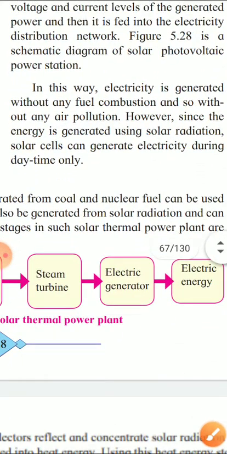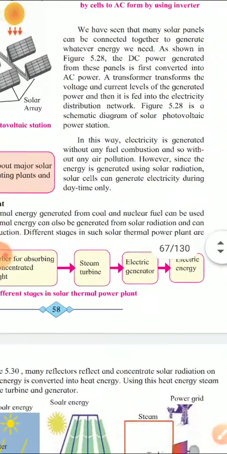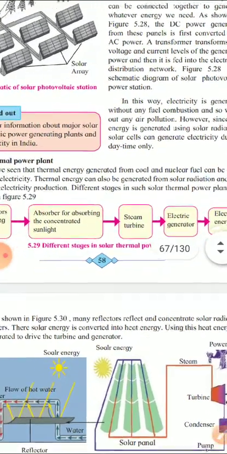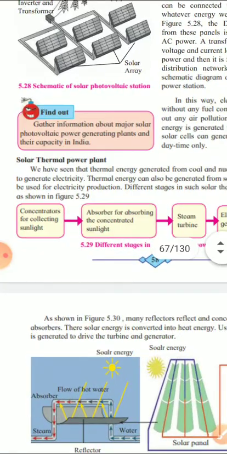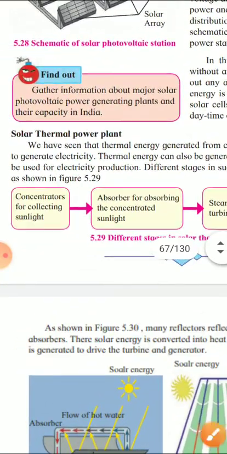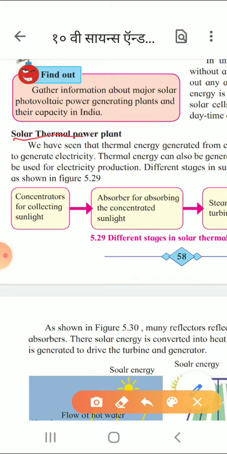Now let me show you one flow chart. We are starting with the solar thermal power plant. Here we can see this is the solar thermal power plant. We are starting with this. We will see that thermal energy generated from coal and nuclear fuel can be used to generate electricity.